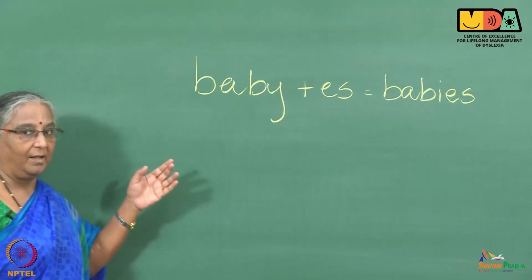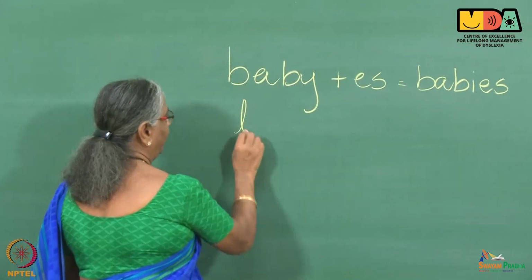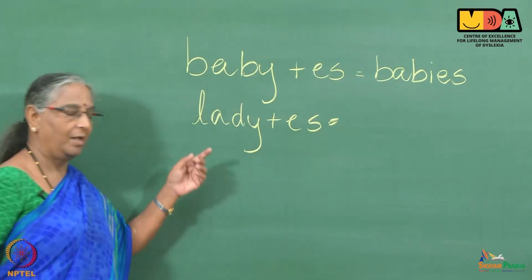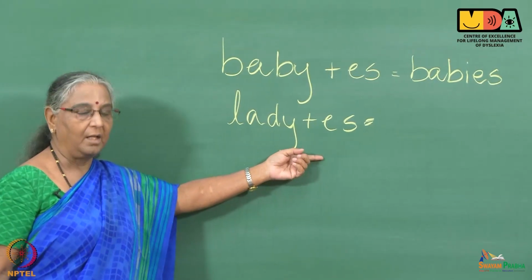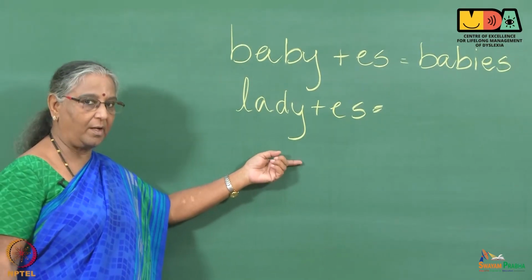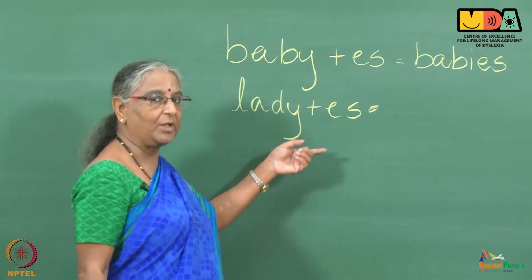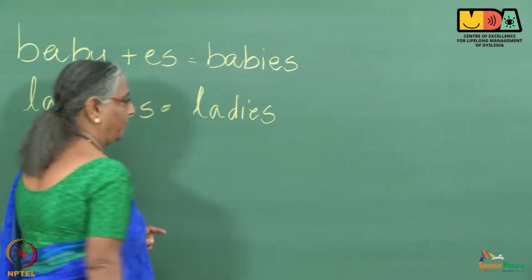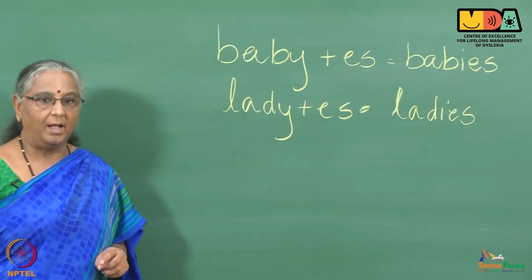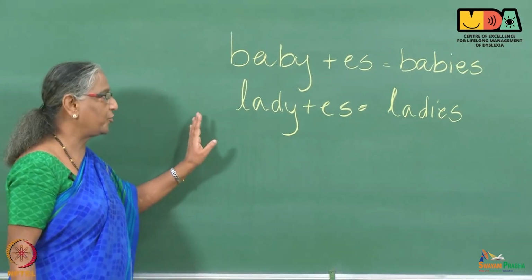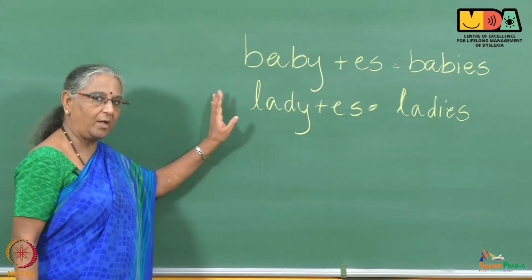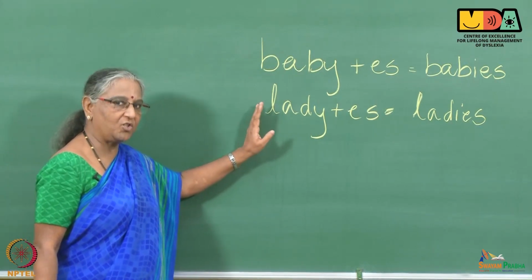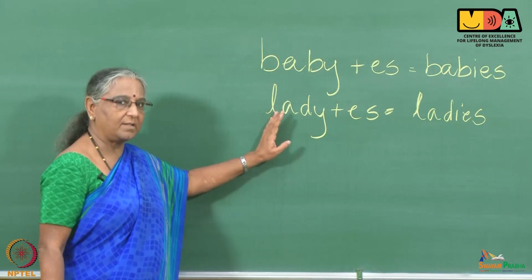Babies. Let us have another example. Lady plus es, I will drop the y or change the y into I and write the word with the vowel suffix. Clear? There is no confusion. If there is a root word ending in y, in order to add the vowel suffix, then you are just going to drop or change the y into I and add the vowel suffix.